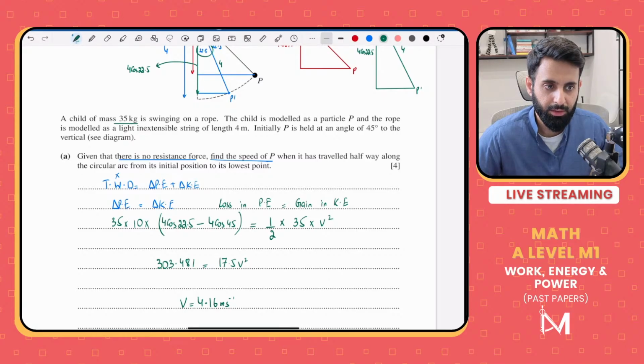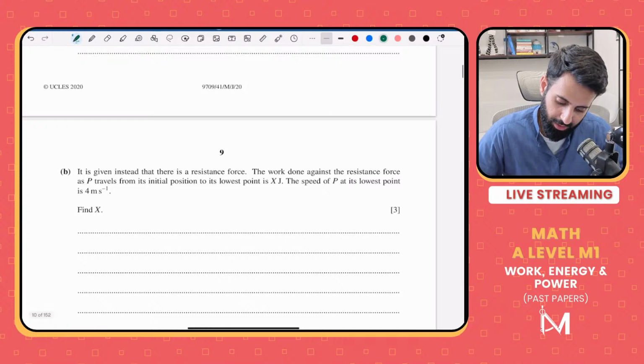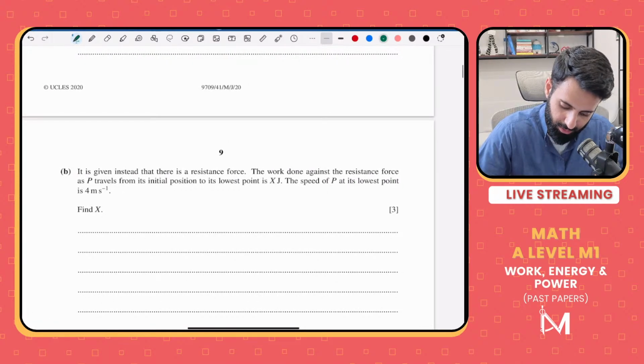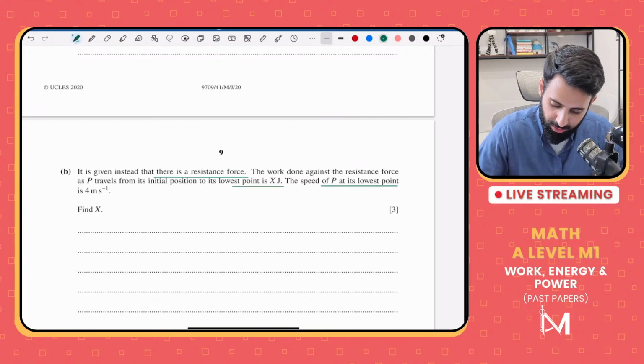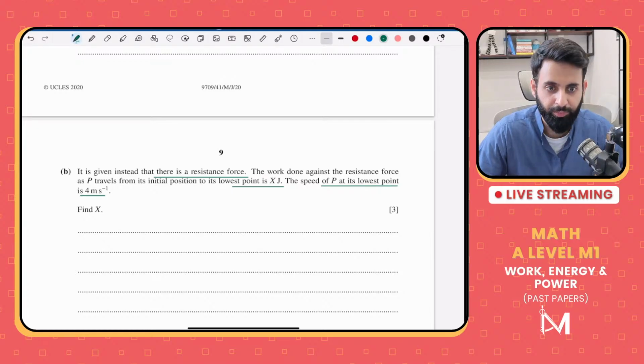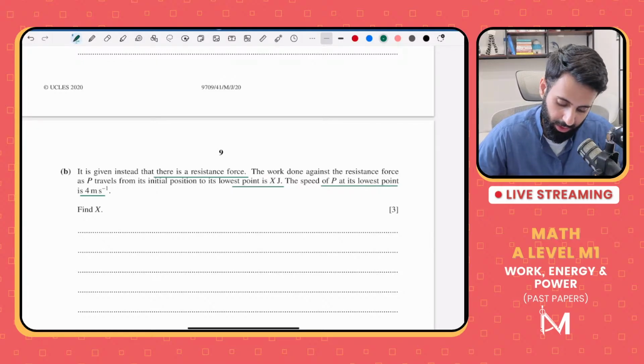I think it is, but just to be on the safe side. Yes, it is. Okay, now let's have a look at part B. Part B says it is given that there is a resistance force. The work done against resistance force as P travels from its initial position to its lowest point is x joules. The speed of P at its lowest point is 4 meters per second. Okay. What are we supposed to calculate? We're supposed to calculate x.